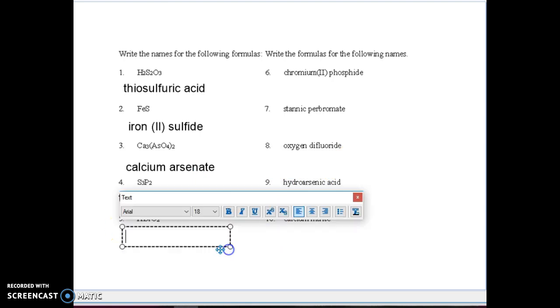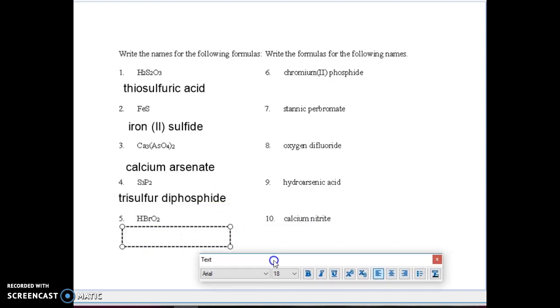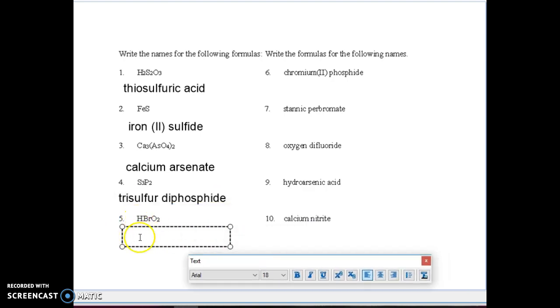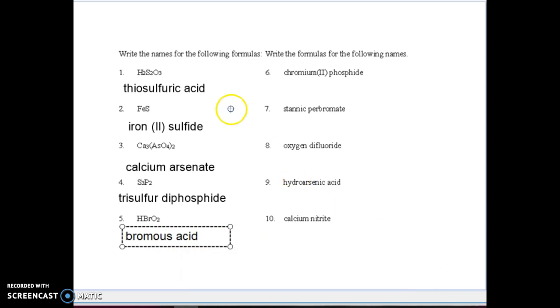Finally, I've got number 5. And number 5 starts with an H, so I know for sure it's an acid, so I can write that right away. And then I'm looking up BrO2 on my yellow sheet. BrO2 is called bromite. So I'm going to change ite to ous and add the word acid. So I have bromous acid. So those are a few formulas into names.